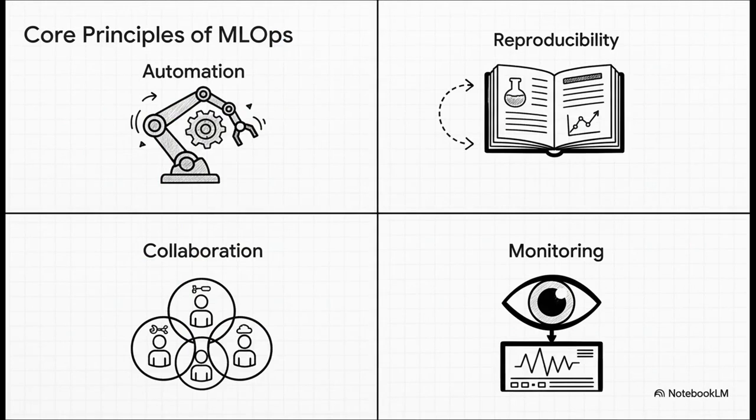And that new way of working is really built on these four big ideas. First, automation. You want to automate everything you possibly can, because manual steps are where mistakes happen. Second, reproducibility. You have to be able to perfectly recreate any model or result, period. Third, collaboration. Breaking down the walls between data scientists, developers, and the operations folks. And finally, monitoring. Because once a model is live, your job has really just begun. You have to watch it like a hawk.